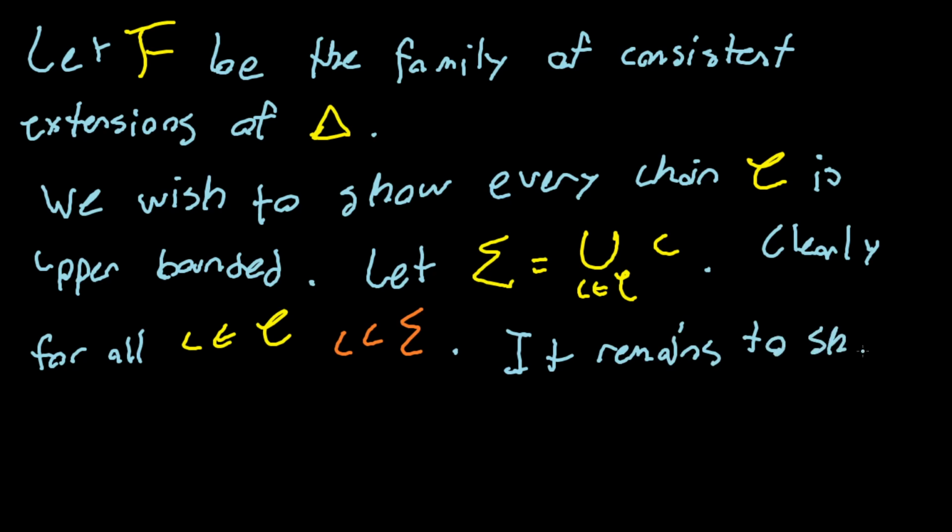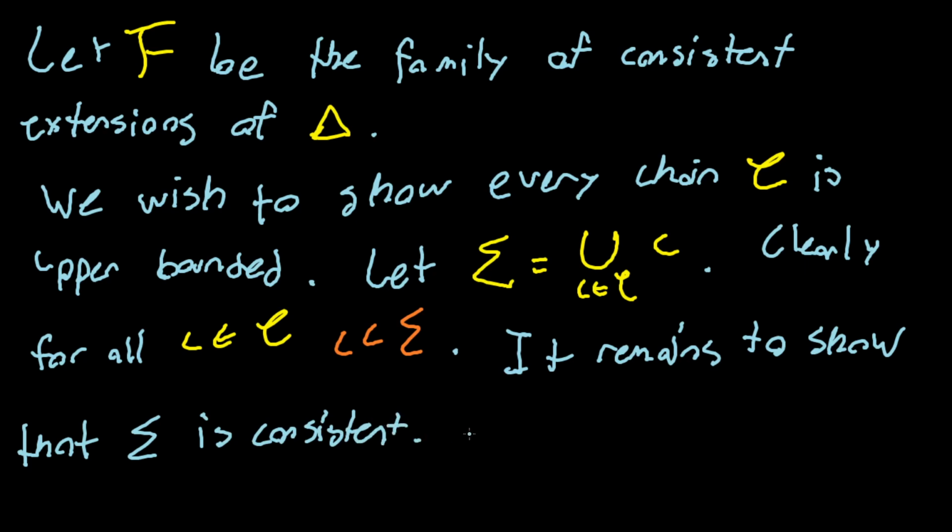to show, and maybe now, I like to pause a lot because it's helpful to try to follow the reasoning. What do we need to show? What's left? Think about that. Okay, so it remains to show that sigma is consistent, right? So we've shown that sigma is certainly an upper bound on the chain. But in order for it to be an interesting upper bound, of course, I could have just taken every sentence and called that the upper bound to everything, right?